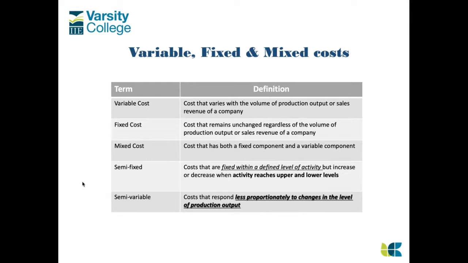Then semi-variable, wow, okay, so it's different. Costs that respond less proportionally to changes in the level of production output. So when they say respond less, I'm assuming they're speaking in terms of variable costs. So it's not in direct proportion with changes in the level of production, but they do move in the same direction as the levels of production, just not 1:1. They move less in the same direction. So what I was describing when we were talking about semi-variable was actually mixed, having a component of fixed and having a component of variable.